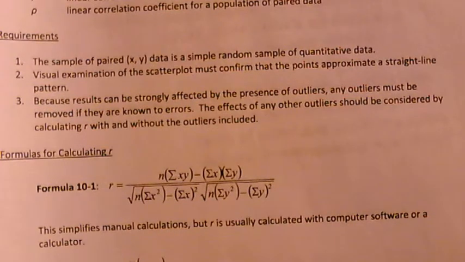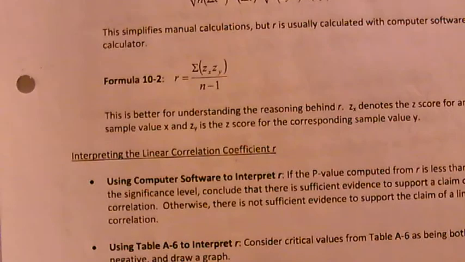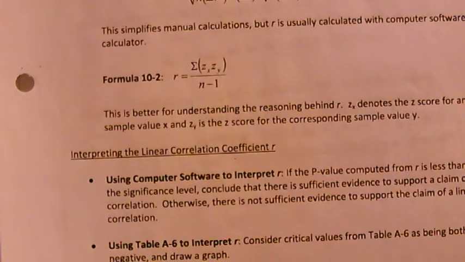Now with that formula that you see here, it simplifies the manual calculations, but R can usually be calculated with either computer software or a calculator, which is what we're going to be using in this case, the TI-83 and 84 plus graphing calculator, to calculate the linear correlation coefficient, which is R. Okay, and then next we'll talk about how to interpret R.